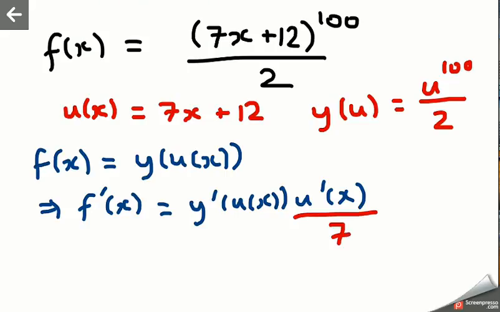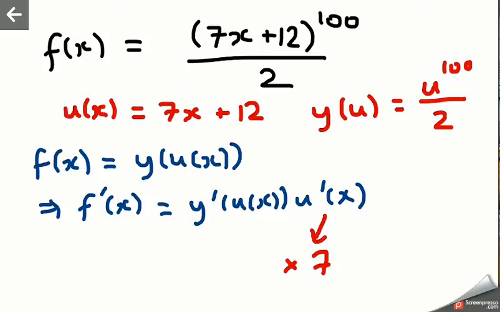I can clearly see that because, well, just look at it. It's a line. It has a gradient of 7. So u prime of x, shouldn't write it like that. It looks like I'm dividing by 7. u prime of x is equal to 7. Now I just need to find y prime of u of x.